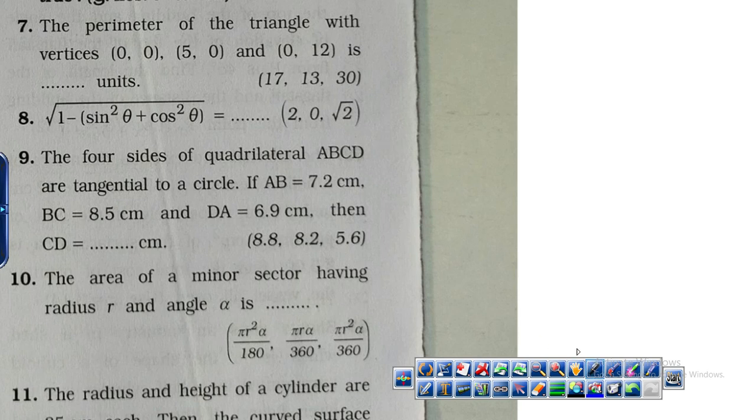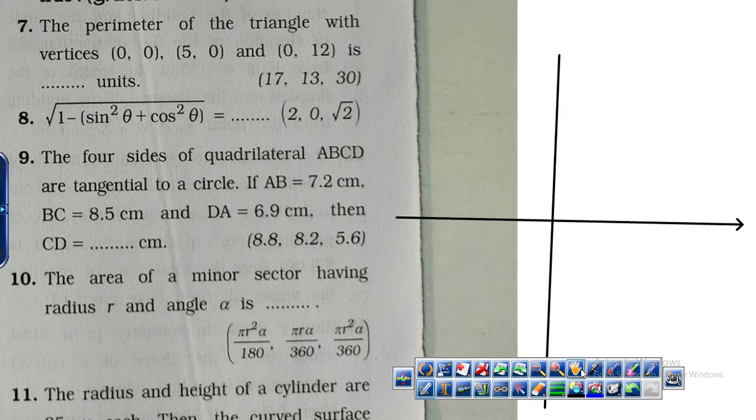Perimeter of a triangle with vertices (0, 0), (5, 0), (0, 12). This is a very logical question. In 9th standard we learned how to place points on a graph. (0, 0) is here. (5, 0) is here. (0, 12) is here. You don't need real measurements. This is the triangle.